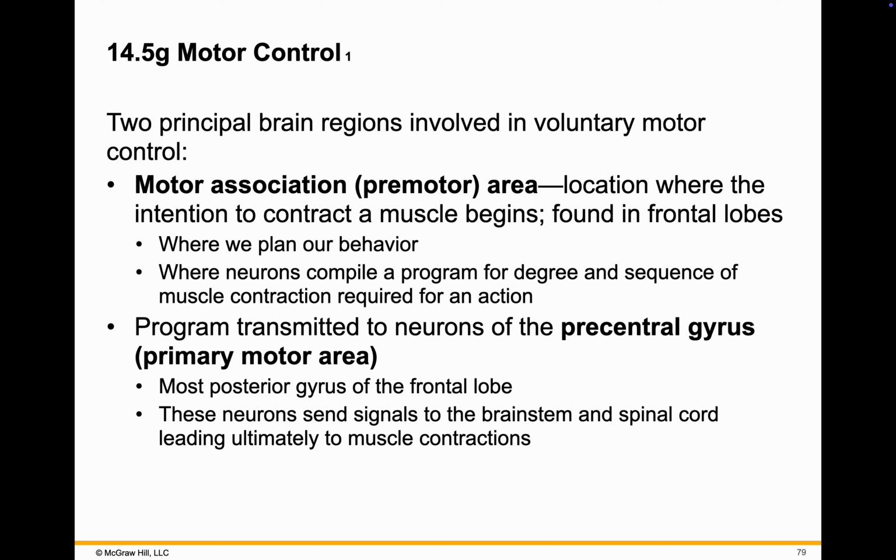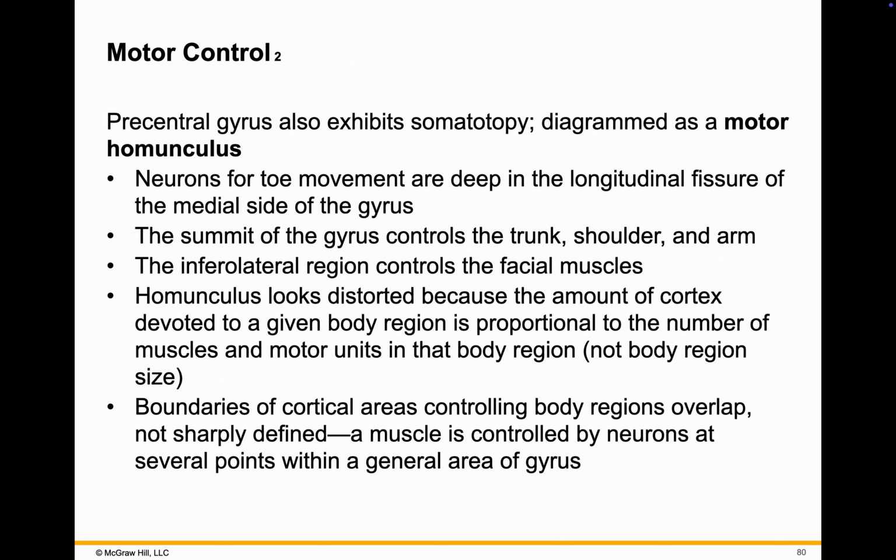Motor control, we have the motor association, or premotor area, located where the intent to contract the muscle begins, found in the frontal lobe. And then it's programmed and transmitted to neurons through the precentral gyrus, the primary motor area, and they go through the brain stem and spinal cord, as well as the cerebellum, to fine-tune those controls.